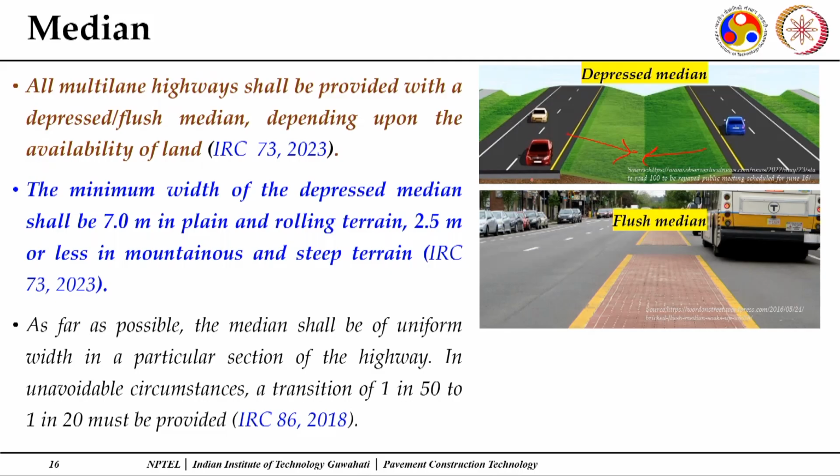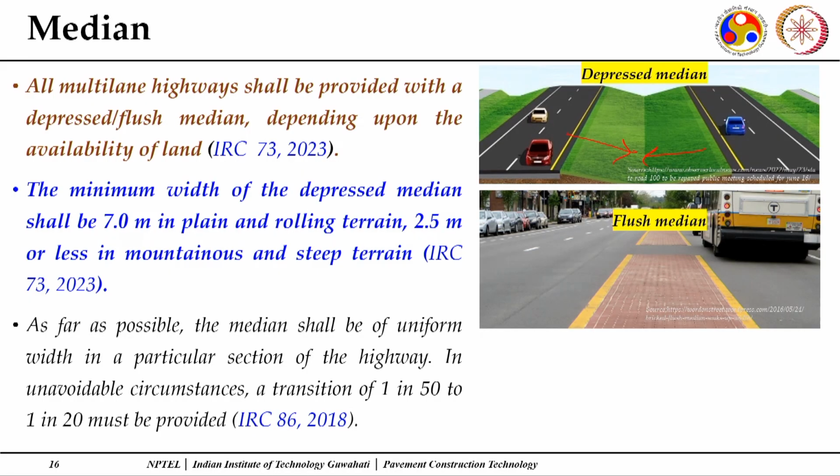Another part is, if any vehicle goes out of control, it gets sufficient time to bring it under control before it collides with vehicles travelling in the opposite direction. So, it gives you ample scope for safety also. But every time this much land may not be available, so in certain cases flush medians are provided, because for an emergency, if the median needs to be traversed. The minimum width of a depressed median shall be 7 meters in plain and rolling terrain, and 2.5 meters or less in mountainous and steep terrain.